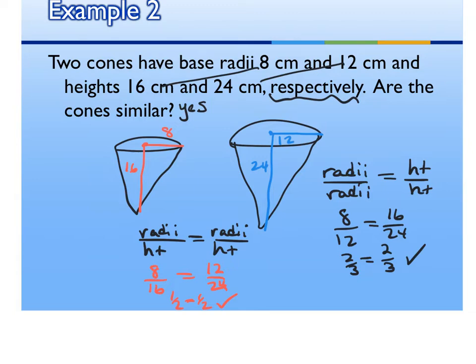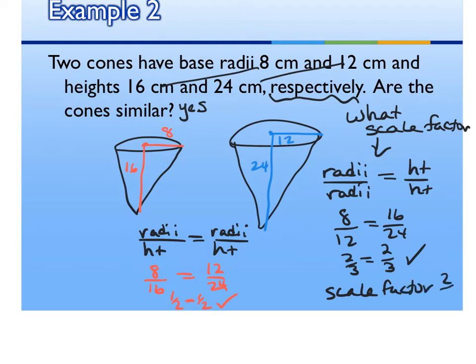Now, if the question also said, what is the scale factor? Then I don't have an option. I have to use radii to radii, height to height. So if it asks you to find the scale factor for these two, it would be 2/3 or 2 to 3.